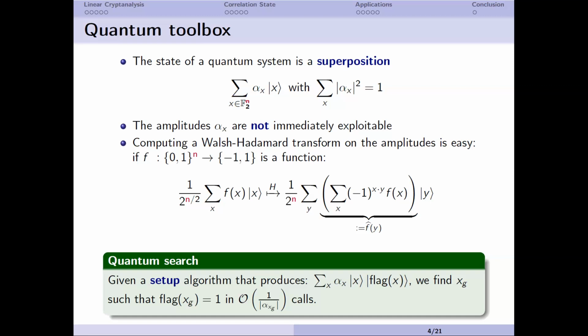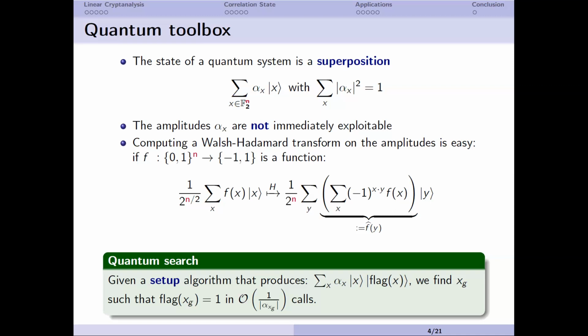Now, the problem with these amplitudes is that they describe the state, but these are not values that you can exploit immediately. The only thing you can do with that is measure the state, and then if you measure the state, you obtain one of the possible values x with a probability that depends on the squared amplitude. So you cannot measure everything. You cannot know all the amplitudes of a quantum state, and that's really quite a difference.